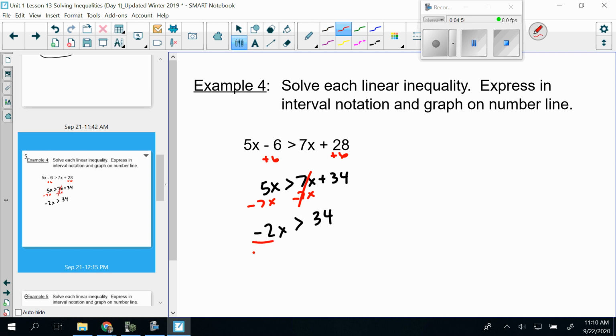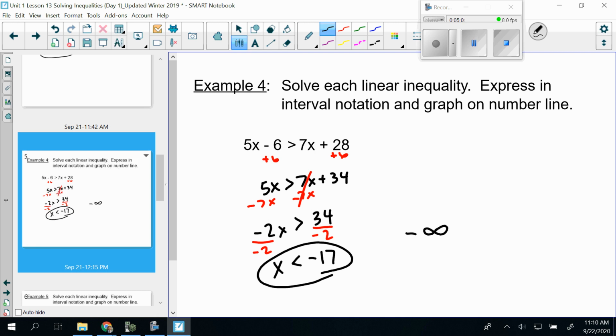Last step, we've got to divide. We're dividing by a negative, so we've got to again switch those around here. So the sign switches the other way. 34 divided by negative 2 is negative 17. That's our inequality. In interval notation, now this one's less than negative 17. So we're going to head towards negative infinity on this one, with negative 17 being our larger thing. We're not including negative 17, so we should have parentheses there.